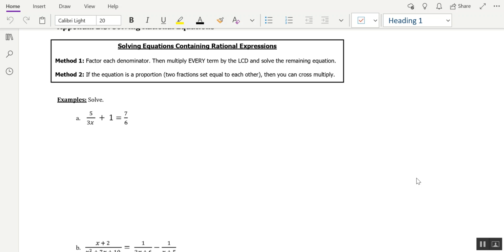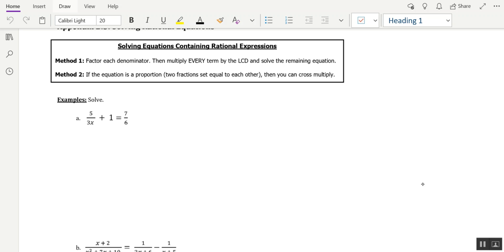Now at the very top, you're seeing that there are two methods that we can use to solve a rational equation. Method 1 says to factor each denominator and then multiply every term by the LCD of the denominators and solve the remaining equation. Method 2 says if the equation is a proportion, that is, if your problem looks like a fraction equaling another fraction, then you can cross multiply. Alright, so if you look at example part A, we would want to apply method 1 since it's not necessarily a fraction equaling a fraction.